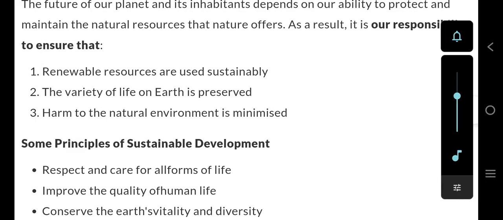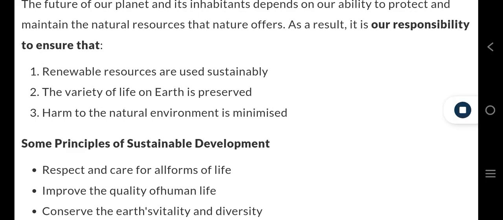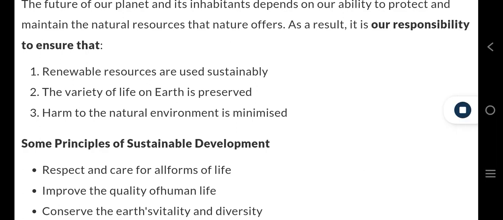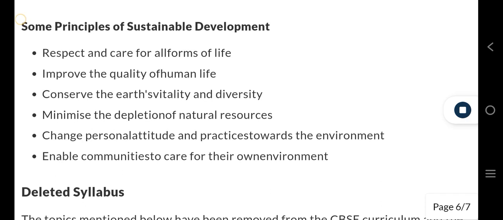As a result, it is our responsibility to ensure that renewable resources are used sustainably, the variety of life on Earth is preserved, and harm to the natural environment is minimized. Some principles of sustainable development: respect and care for all forms of life, improve the quality of human life, conserve the Earth's vitality and diversity, minimize the depletion of natural resources, change personal attitude and practices towards the environment, enable communities to care for their own environment.